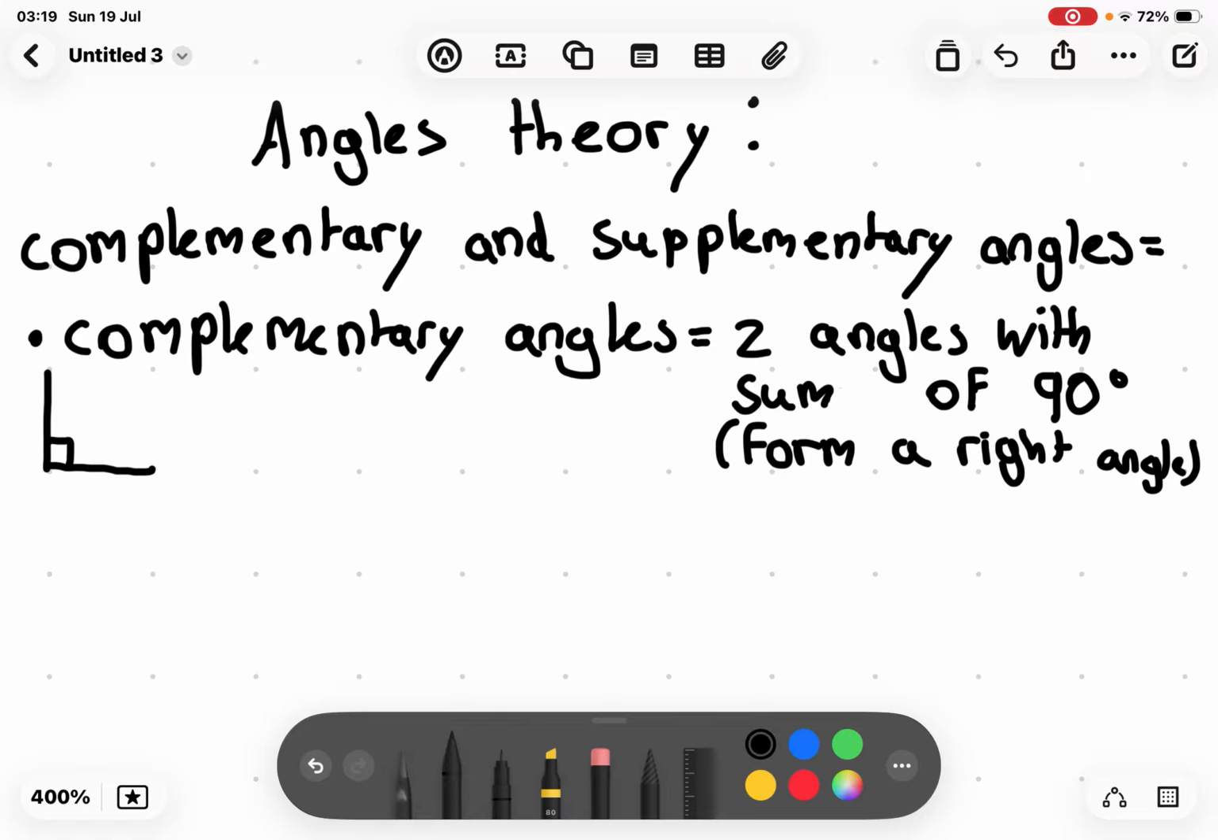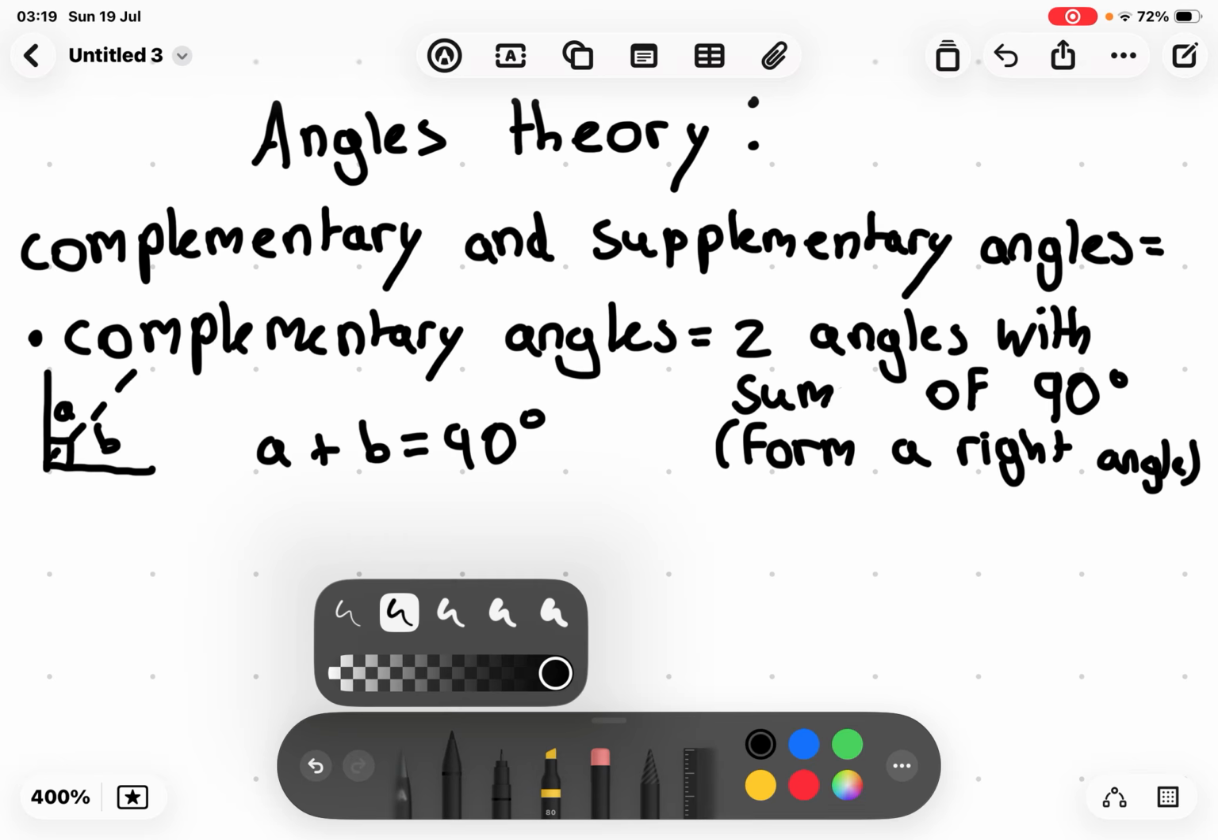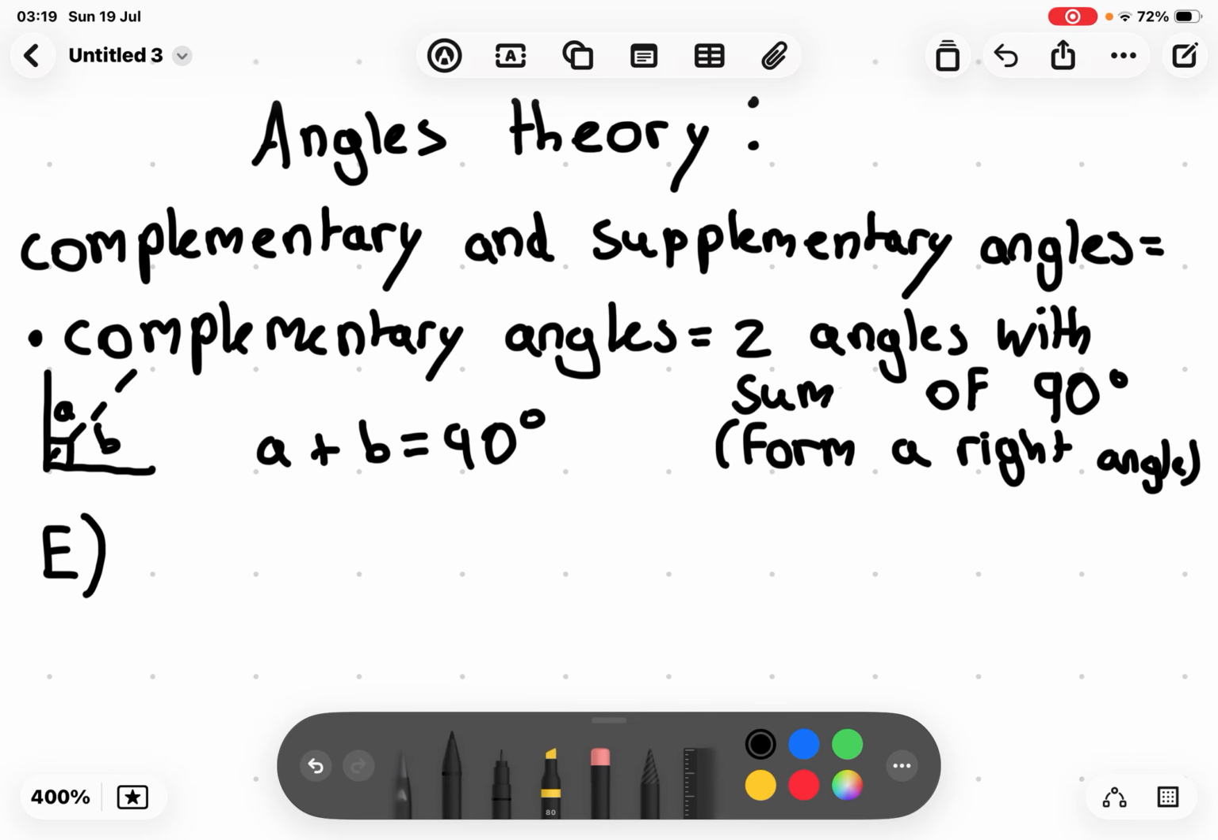So over here, A and B equal 90 degrees. And just an example of a question, which is easy, however: x and 70, so work out what is x. Well, x plus 70 is 90, so take away 70, x is 20.